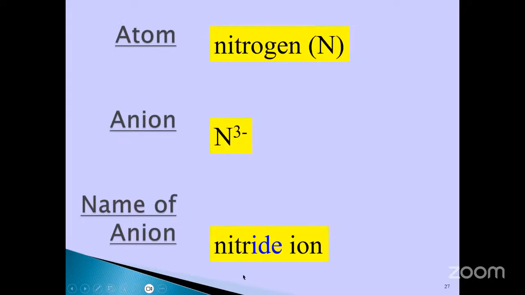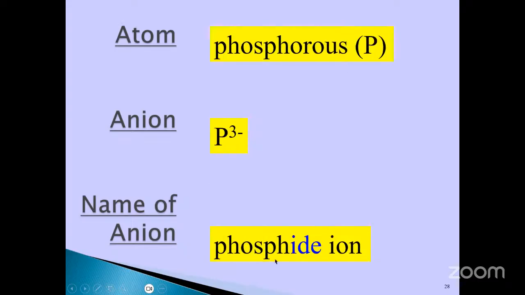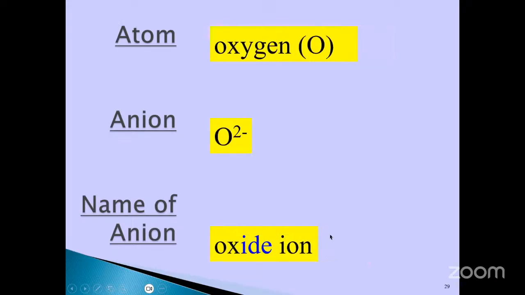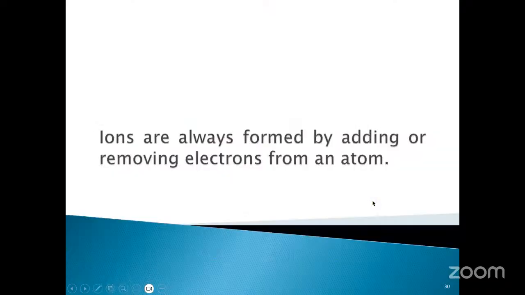Nitrogen becomes the nitride ion. And phosphorus becomes the phosphide ion, right? So that's basically how these ions are named. Oxygen becomes the oxide ion. So that's basically how the anions are made. You add an electron or two, and therefore the name would be the stem of the name of the original element, followed by IDE, all right?